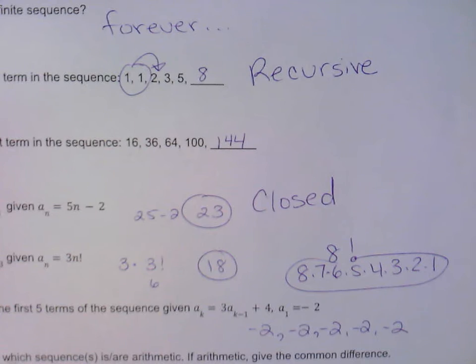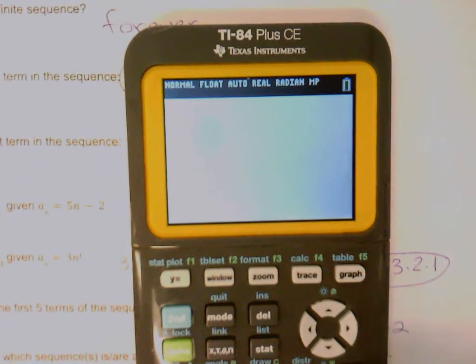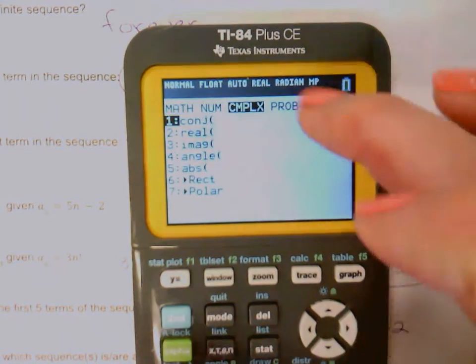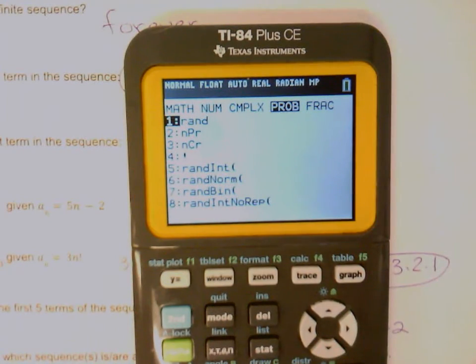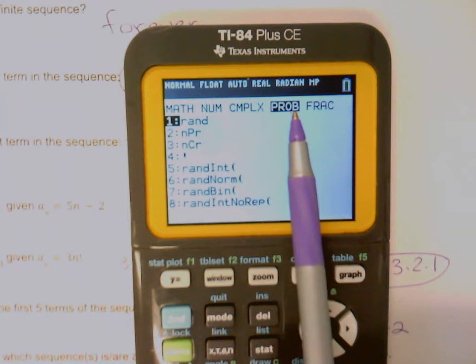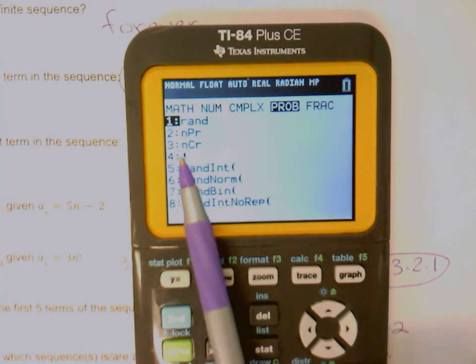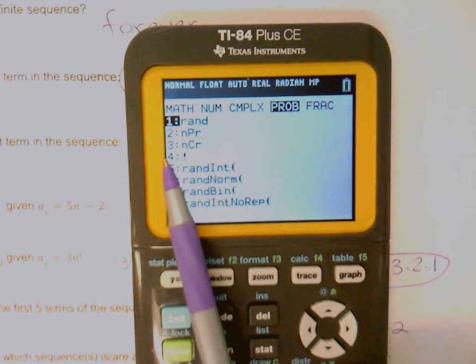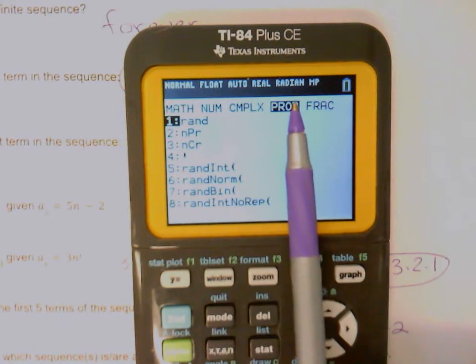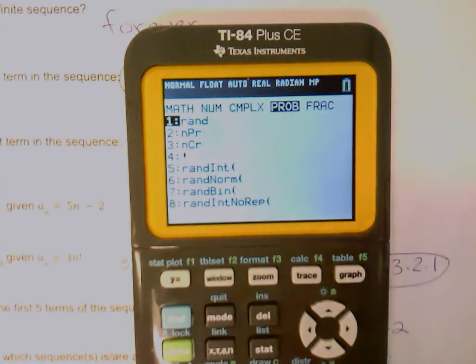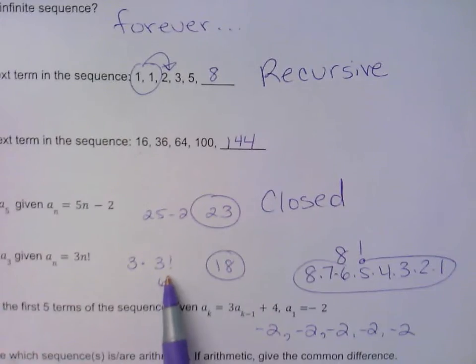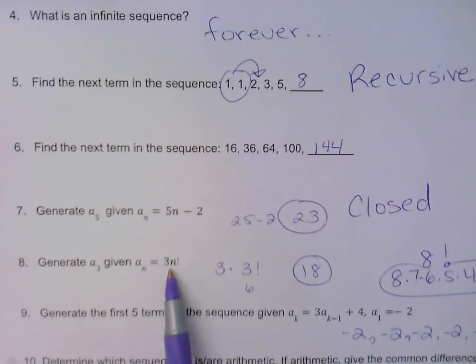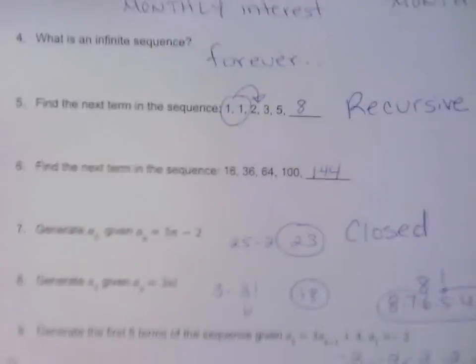And I showed people last week where the factorial key is. It's under the math key, and it's under the probability button. For those of you who haven't taken prob stats, here's the factorial key. It's under the number 4 slot. So math, probability, factorial. I didn't need the factorial key for this problem because 3 factorial, there you go.